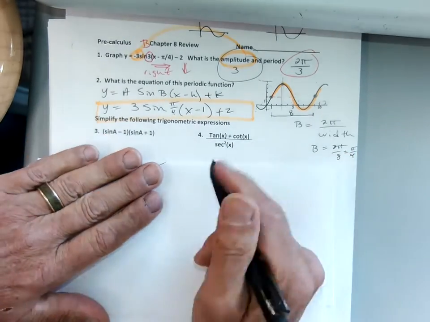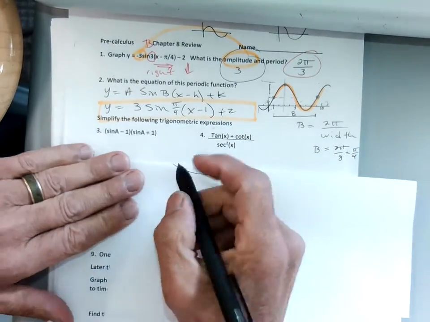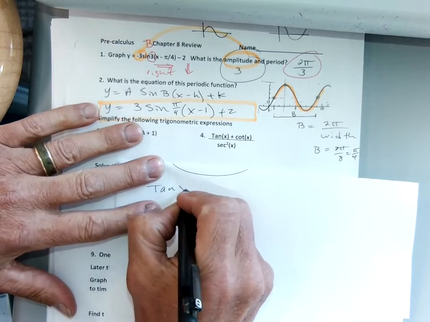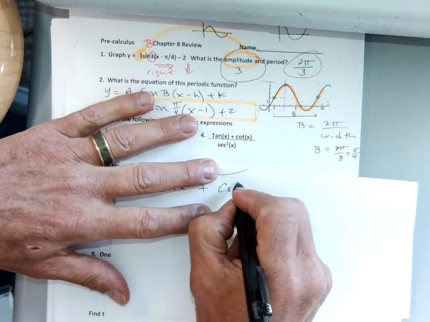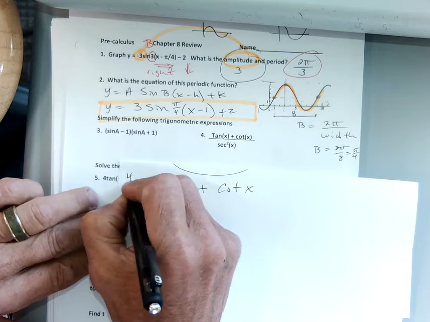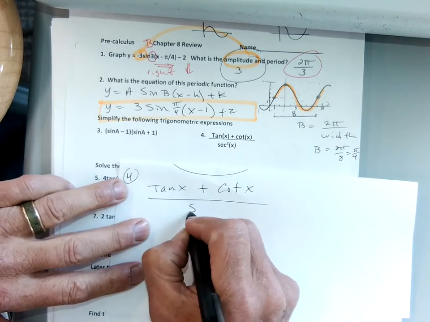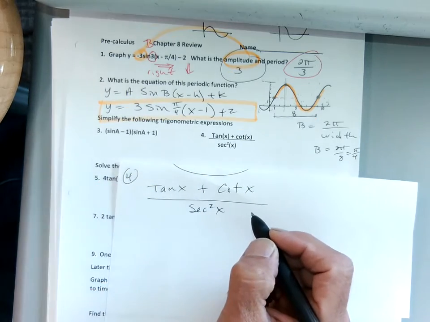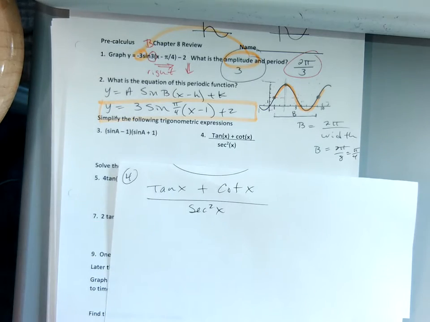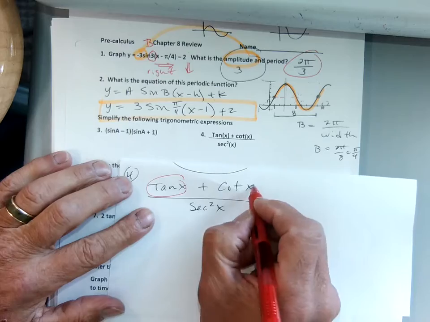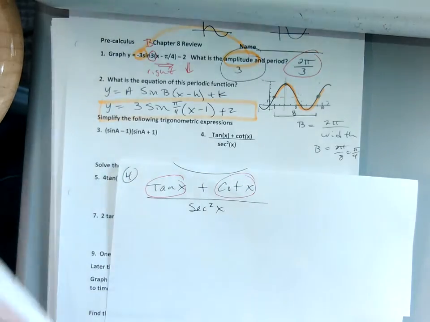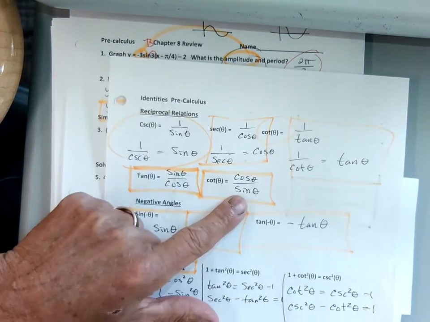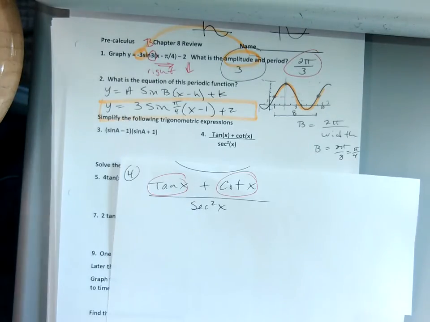All right, we've done this one before, but I don't mind doing it again. I've got tangent of x plus cotangent of x divided by secant squared of x. Okay, so I think what I'm going to do is change everything to sines and cosines. I think that's going to make it easier, okay? I know tangent is sine over cosine, and cotangent is cosine over sine, okay? So I'm going to change those two.